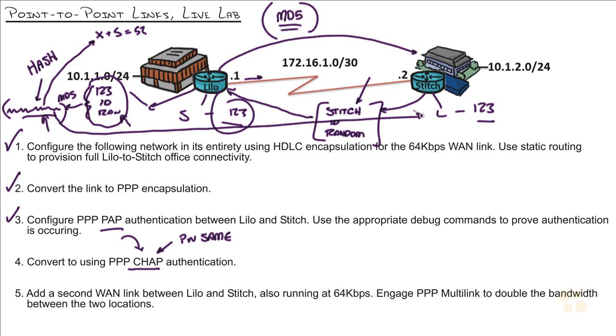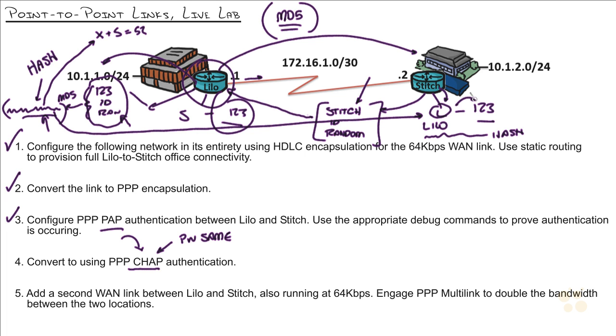Because it sends that back to the Stitch router. Stitch was saying, hey, give me a little CHAP authentication. Lilo's like, I got your CHAP authentication. I'll put this together and put this hash value back. So the answer that it sends back, he says, hey, I'm the Lilo router, and I'm going to give you this hash.